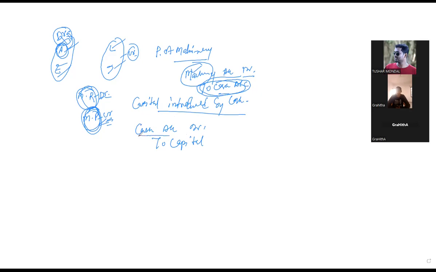Because normally you think, sir, capital introduced by cash means I am paying cash. You think the owner is paying cash. So why do we write cash as debit? Because we have seen money received and money paid. Money paid is always credit and money received is always debit. But here money is not received, so why are we writing debit here? Remember, the company and its members are always different.